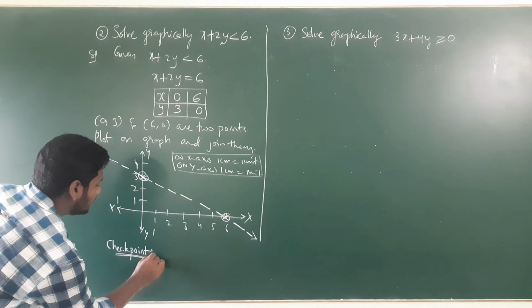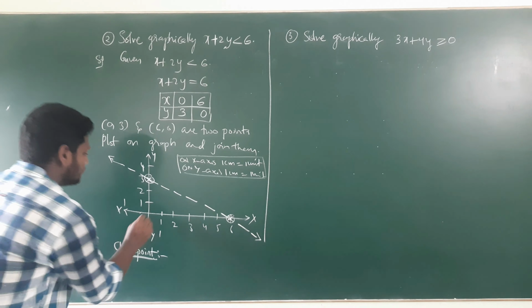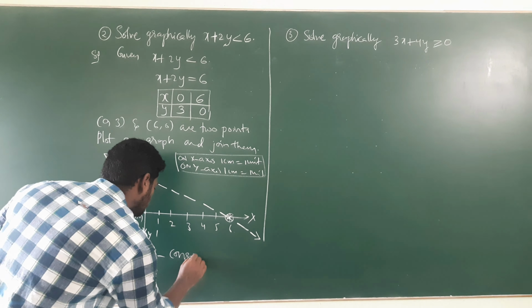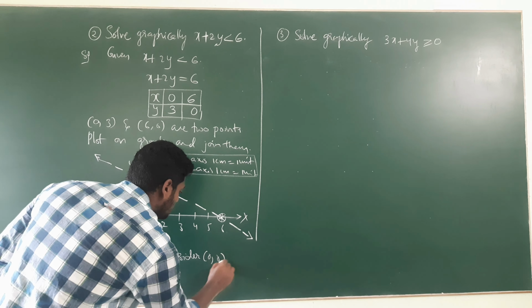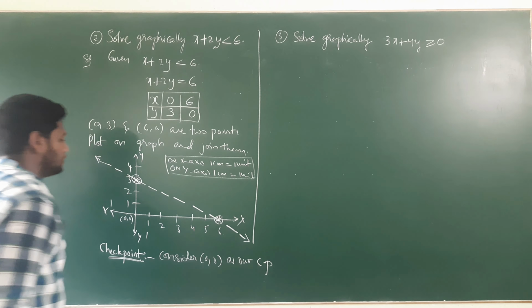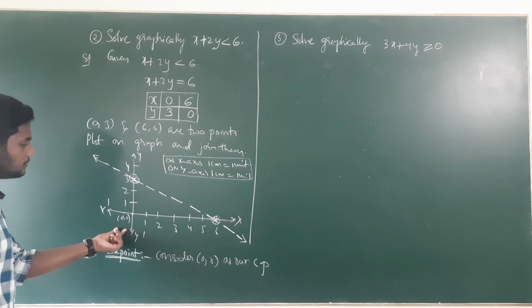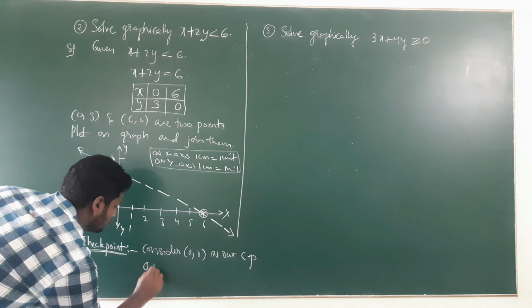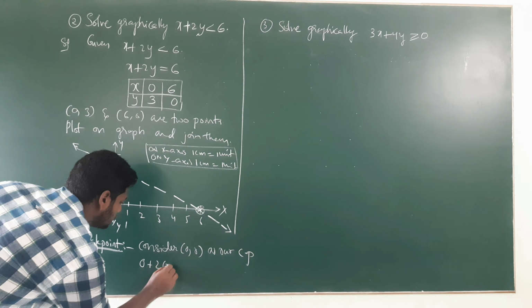For the checkpoint, which point do I prefer you to consider? That is (0, 0) always. Consider (0, 0) as our checkpoint. Where do we need to use this point? Substitute it into the given inequality. That is 0 plus 2 times 0 less than 6, which is nothing but 0 less than 6. True or false? True.